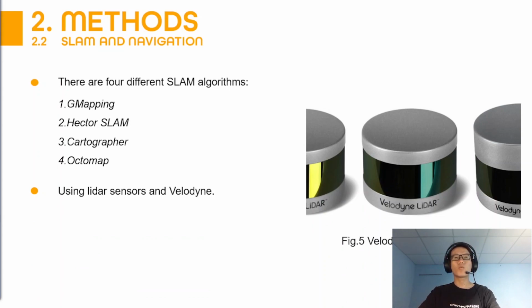To use SLAM, we need the lidar sensor and odometry. And then use simulation software to record the map that was created.